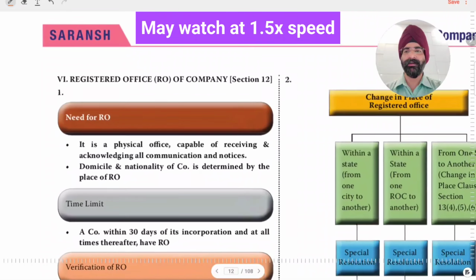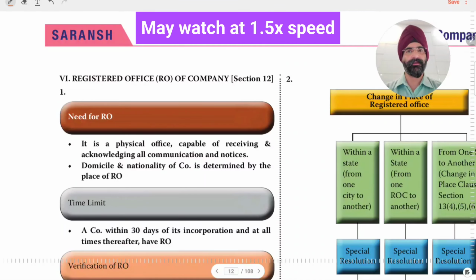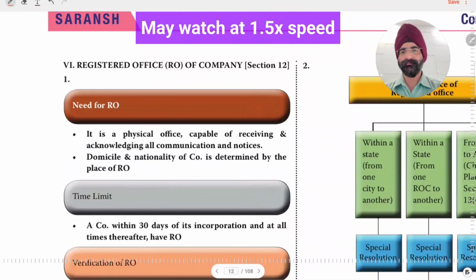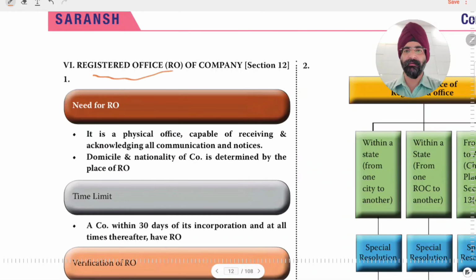So far we have covered definition of company, types of companies, then MOA, Memorandum of Association, Articles of Association, and now we are moving to registered office. So registered office of a company, section 12. Now, need for registered office.